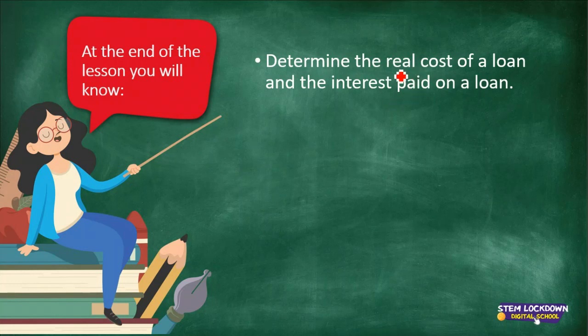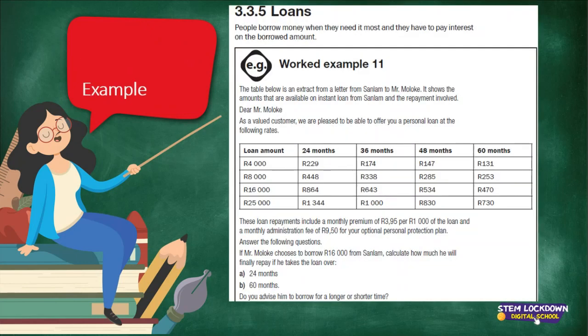Now, when I say real cost, I actually mean there are always hidden costs when it comes to loans. There are sometimes administrative costs, sometimes there are premiums, and obviously interest as well. It makes your total repayment much more. Okay, so let us look at an example.